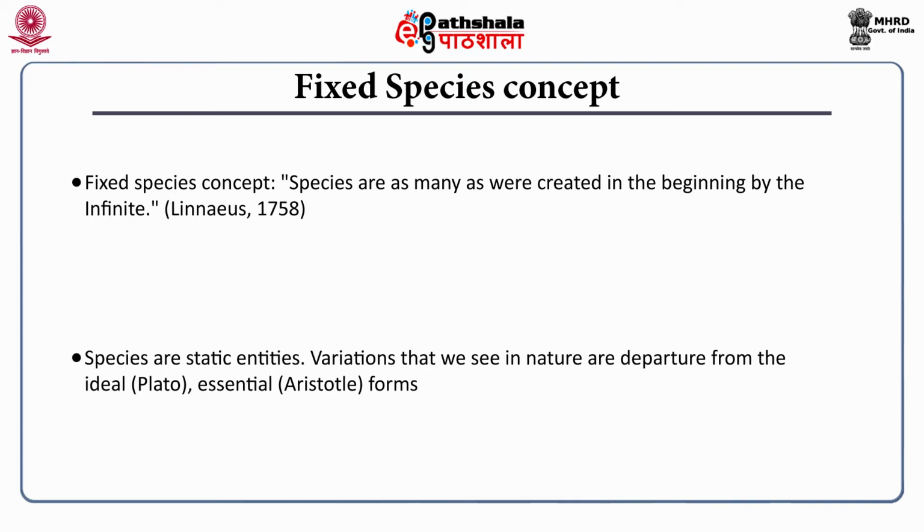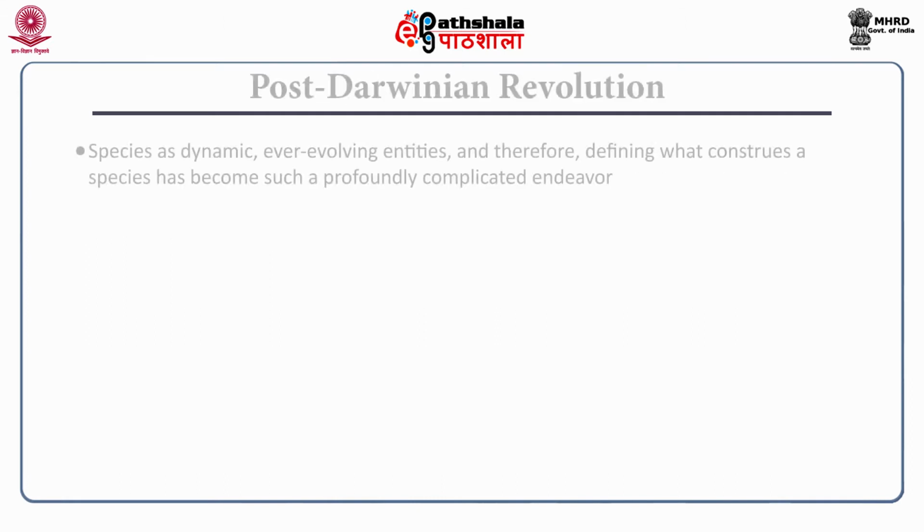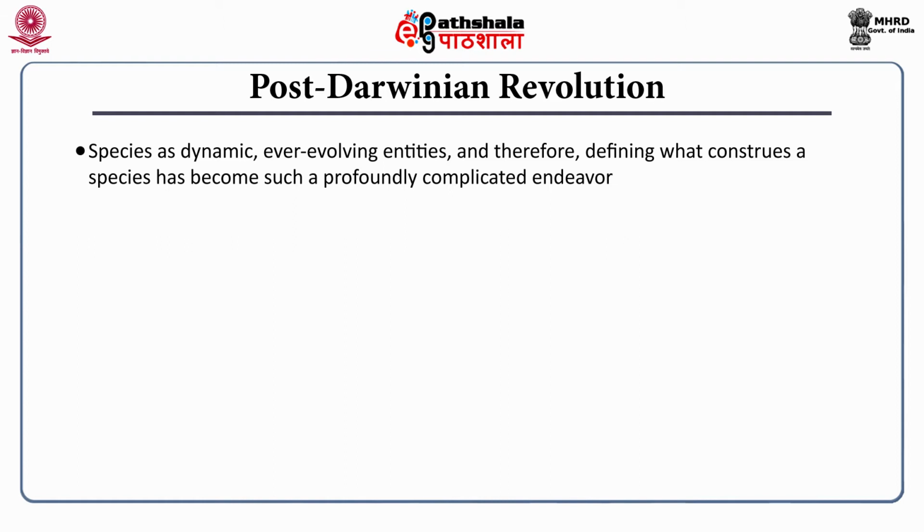But Darwin, in his Origin of Species by Natural Selection, the classic landmark publication of 1859, transformed the landscape of biology and biodiversity forever. Species is actually considered to be dynamic, no more static, after the Darwinian revolution, and ever evolving entities, no more fixed. So, what constitutes a species has become a profoundly complicated endeavor. It would have been much simpler to define what a species is in the light of a special theory of creation rather than through Darwinism.